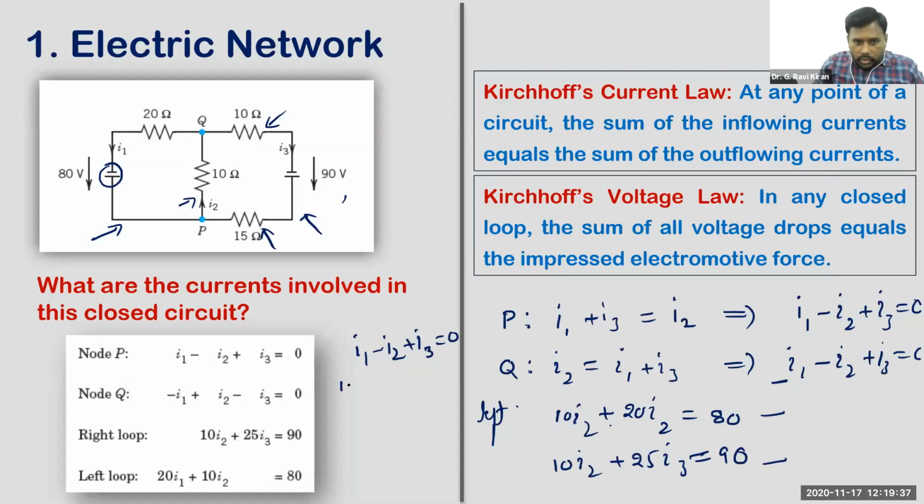And the other equations, you got them like this. Something went wrong. Let's see, 10 I2 plus 20 I1 is equal to 80. And the third equation you got is 10 I2 plus 25 I3 is equal to 90. Now like this, you got a system of three equations in three unknowns, right?